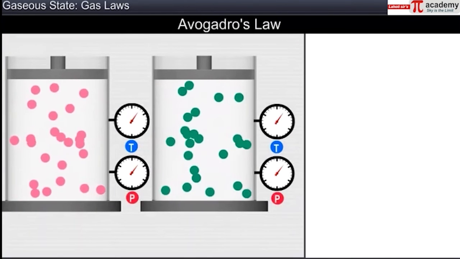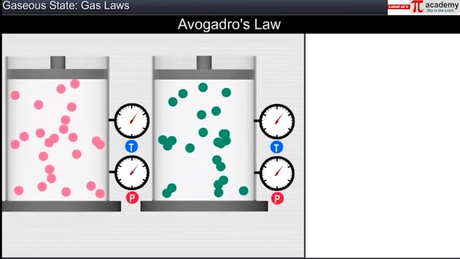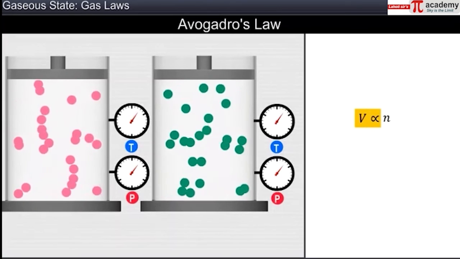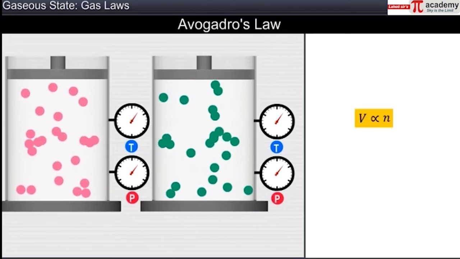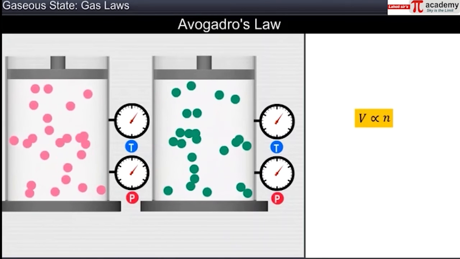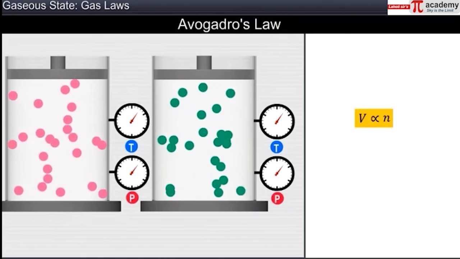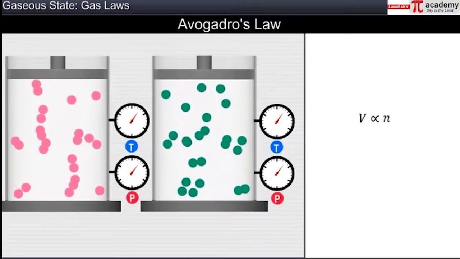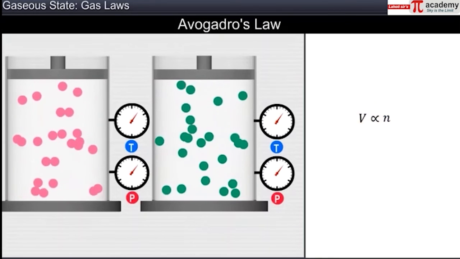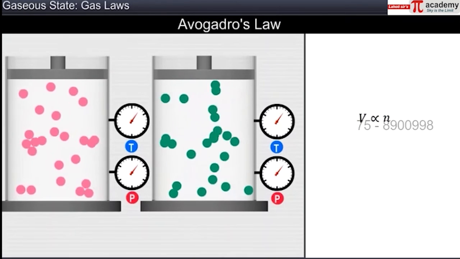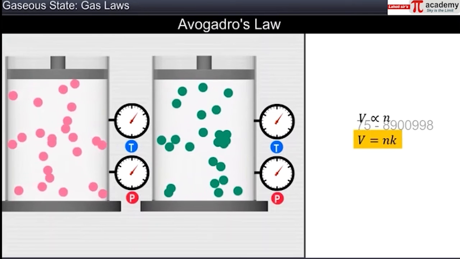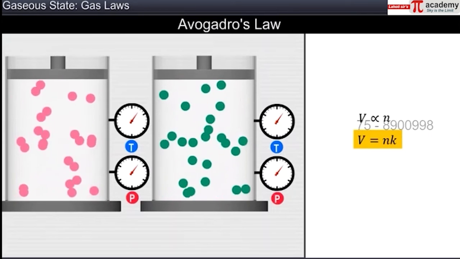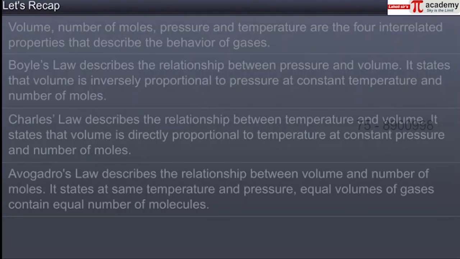Mathematically, Avogadro's law can be written as V is directly proportional to n, where V is the volume of the gas and n is the amount of gas or number of moles of the gas. Replacing the proportionality sign by the proportionality constant k, we get V is equal to nk. You have now reached the end of this module.